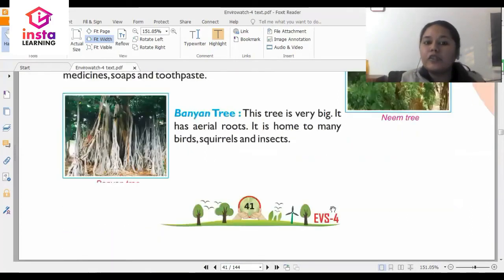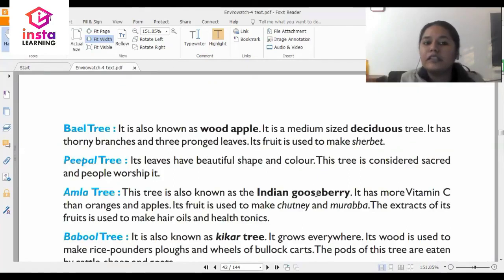Then the next tree that we are going to talk about is the bale tree. It is also known as wood apple. It is a medium-sized deciduous tree. It has thorny branches and three-pronged leaves. Its fruit is used to make sharbat. It's a sweet liquid for which this bale tree is used.